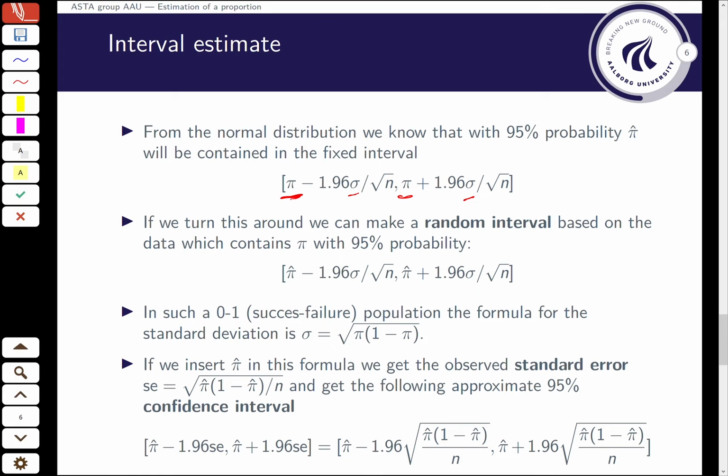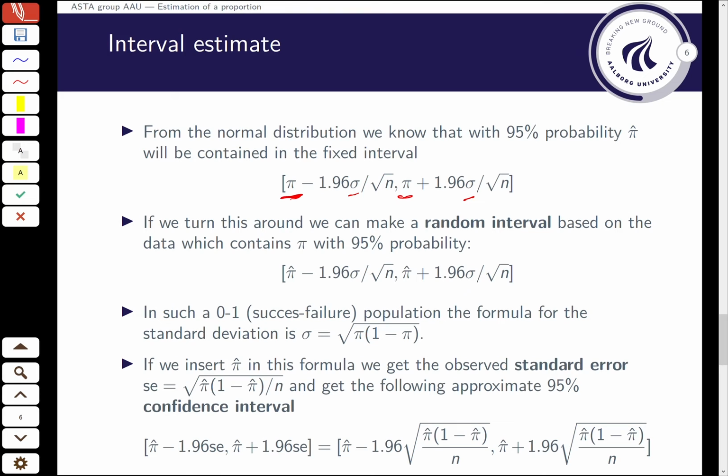But if we turn things around and say, okay, let's use our data to make a random interval, where we take the pi hat and then look at plus minus 1.96 times sigma divided by square root n, then we get a new interval here, which with 95% probability will contain the value of pi. So pi is a fixed value, and we make a random interval based on our sample, and this random interval contains pi with a 95% probability.